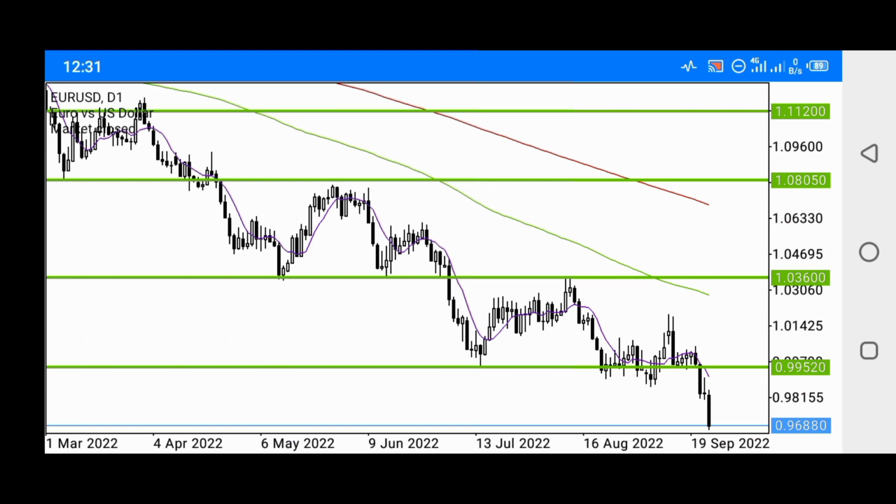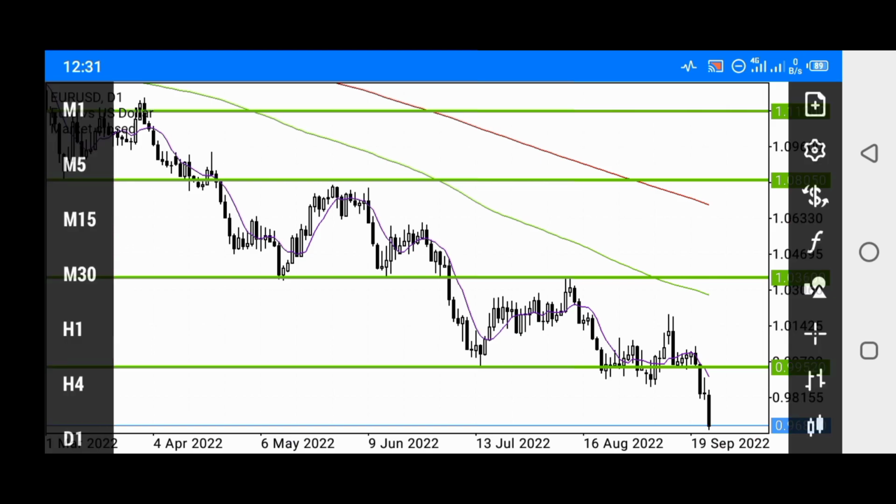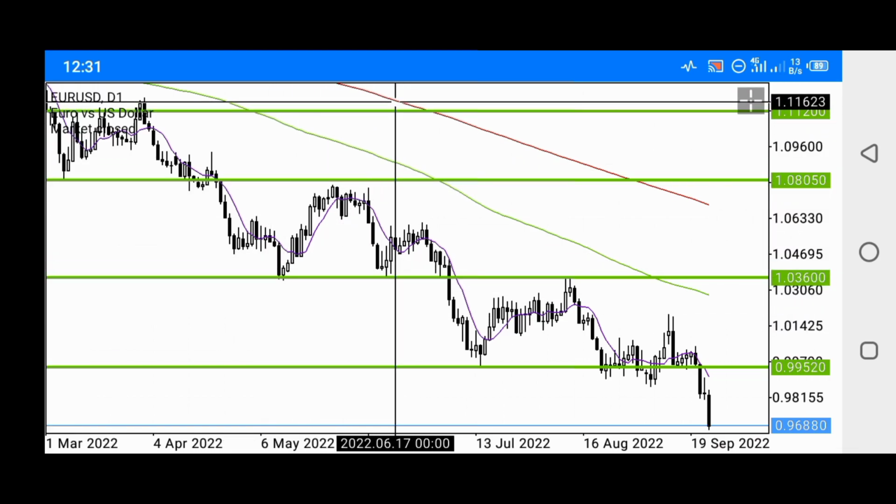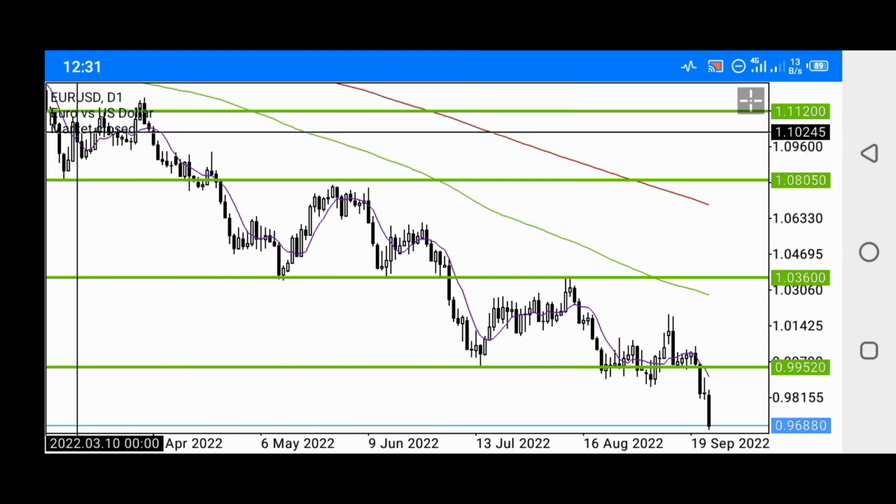Today I'm going to be analyzing the EURUSD. As you can see, this is EURUSD in the daily time frame. I already marked some key levels on EURUSD. I'm going to explain what key levels I marked on EURUSD, all the way from this period down to what's happening to EURUSD currently.